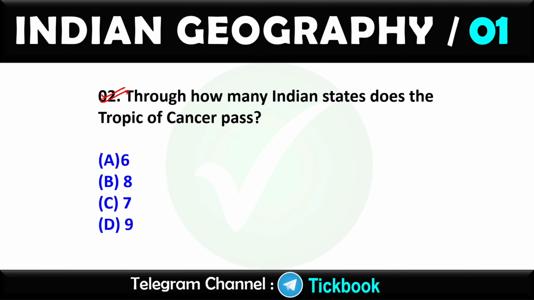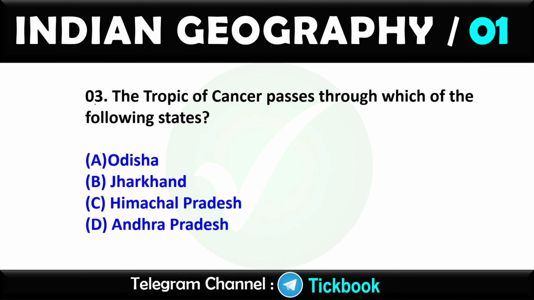Question number 2. Through how many Indian states does the Tropic of Cancer pass? Option number B is the right answer, 8. Question number 3. The Tropic of Cancer passes through which of the following states? Option number B is the right answer, Jharkhand.